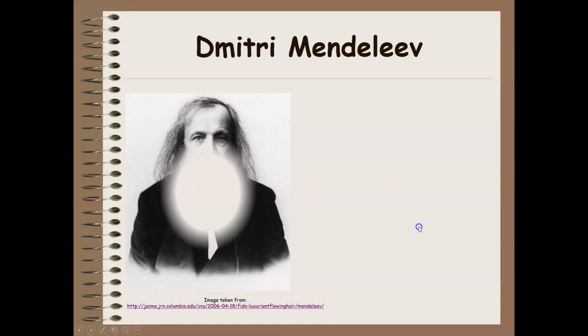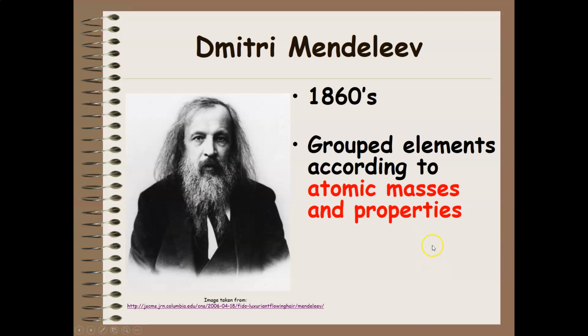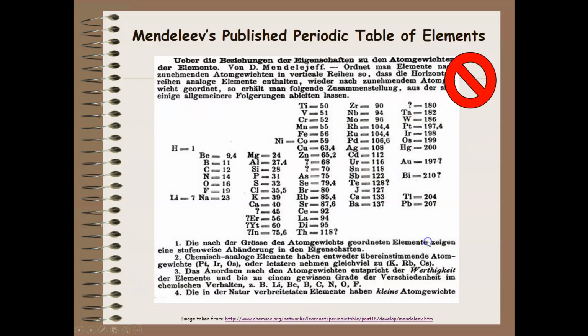Let's talk about Dmitri Mendeleev. So he was the person who started to group the elements according to their atomic masses and the way they behaved, their properties. So he was the person who kind of gave it the best first attempt. He was almost right, but not quite right. So one of the things that's pretty impressive, though, is how close he came to getting it correct.